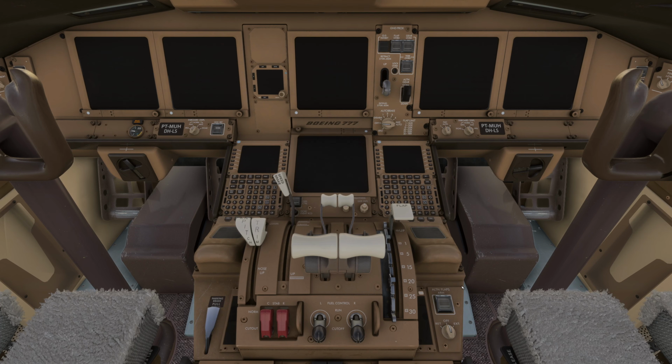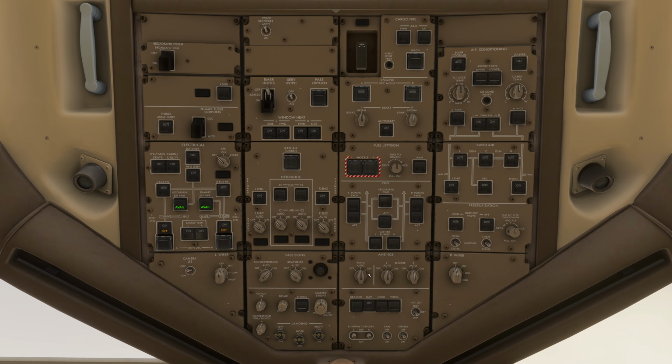Now is the time to establish electrical power. To establish electrical power, you need to go all the way to the overhead panel again and make sure that the bus tie switches, the left bus tie and the right bus tie, are in the auto position. Then you need to make your choice from the beginning of the video. Are you going to use external ground power, or are you going to use the airplane auxiliary power unit?